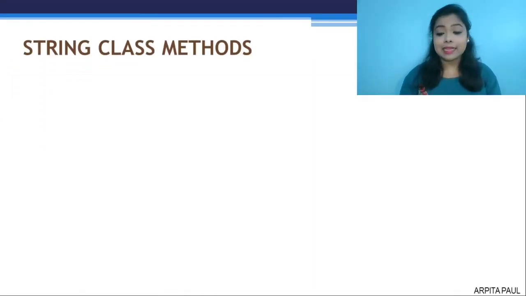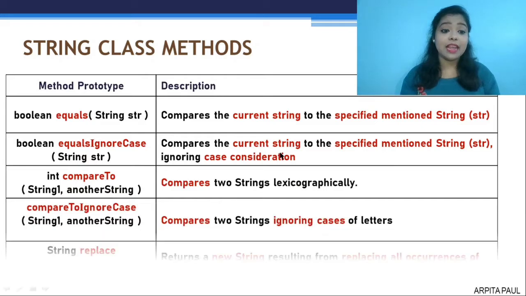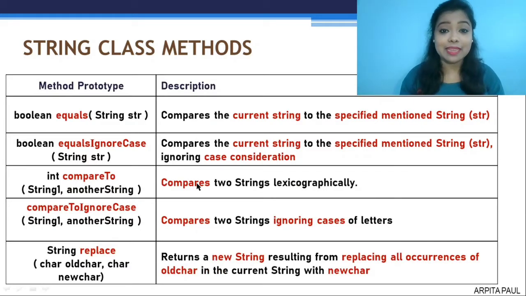So you can see here there is a table where on the left-hand side I have written all the method prototypes and on the right-hand side I have described the purpose of each method. So let's start the class with the description. First one, you can see the equals method. The purpose of this equals method is to compare the current string to the specified string. The return type of this equals method is boolean. If two strings are equal, then it will return true. If two strings are not equal, then it will return false. So basically it will check if two strings are equal or not.